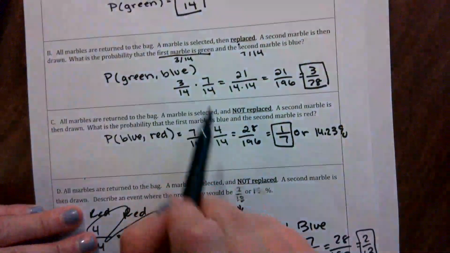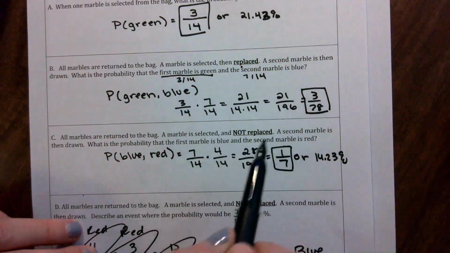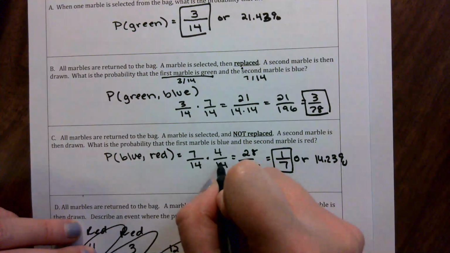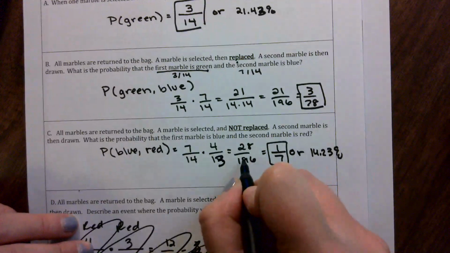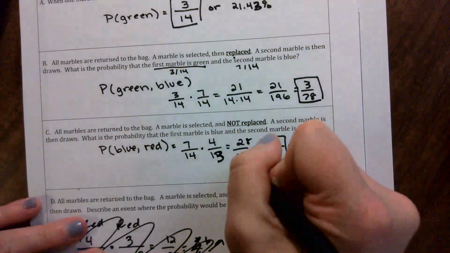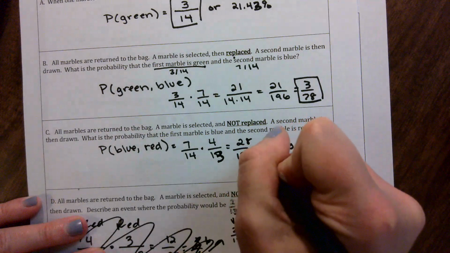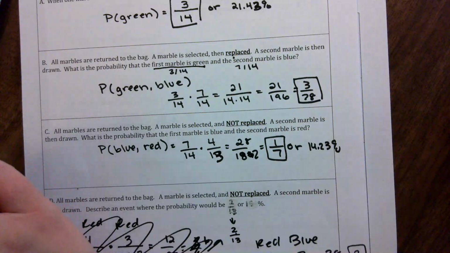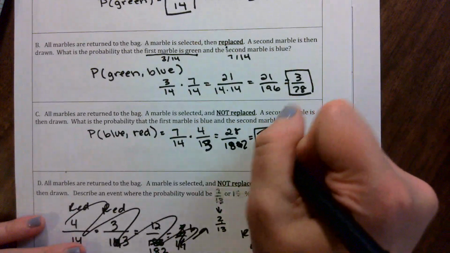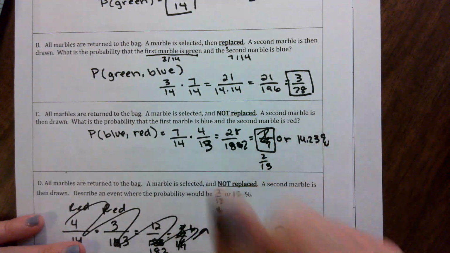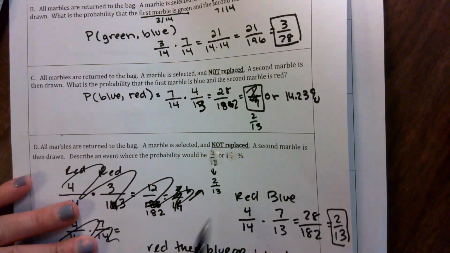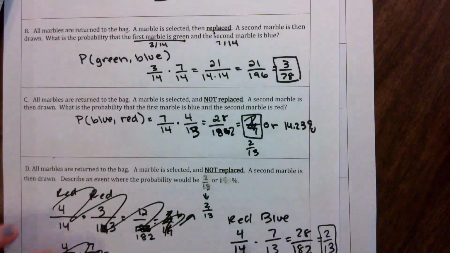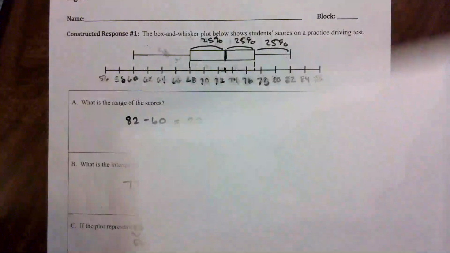Real quick, I noticed here, this one's saying not replaced. I made an error here. This should be 13, and this should be 182. 28 divided by 182. Math fraction, enter. It's 2 out of 13, which is this. Okay, so I made a boo-boo there. All right, I was just trying to hurry up. The bell is going to ring.